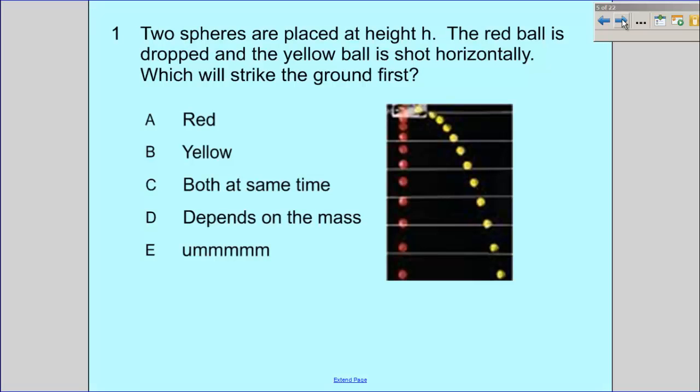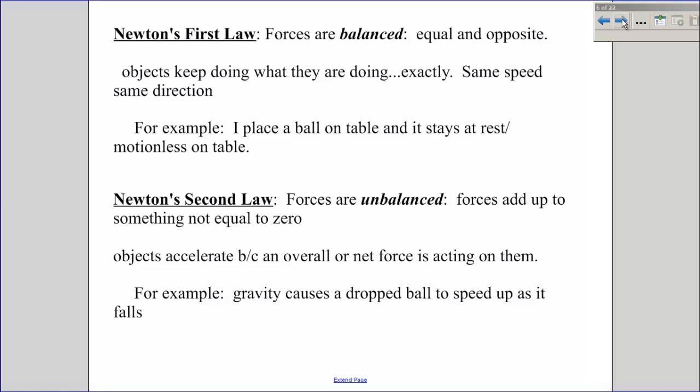This should be obviously an easy question. Two spheres are placed at height h. The red ball is dropped and the yellow ball is shot horizontally, which will strike the ground first? If you're having trouble with this, you might want to go back and watch the video again. But obviously it's going to be identical.